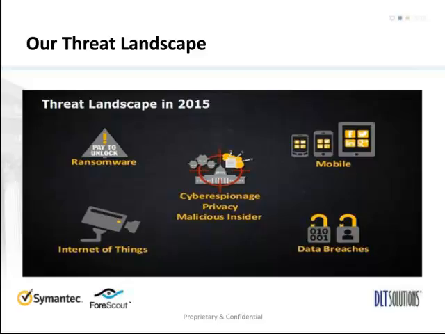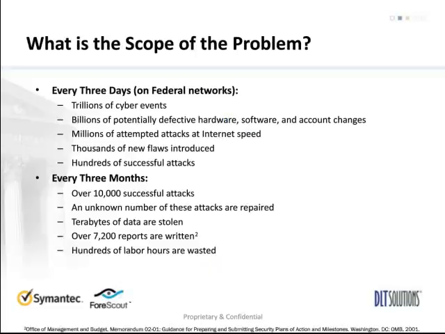So to help us appreciate what we're up against, the Office of Management and Budget released the following statistics. Every 3 days on a federal network near you, we're seeing trillions of cyber events, billions of flaws and defects in our systems, millions of attacks, thousands of new flaws as new vulnerabilities are introduced, and hundreds of successful attacks. And every 3 months, we're seeing over 10,000 successful attacks and terabytes of stolen data. And if this weren't bad enough, the OMB reports that an unknown number of these attacks have even been repaired.